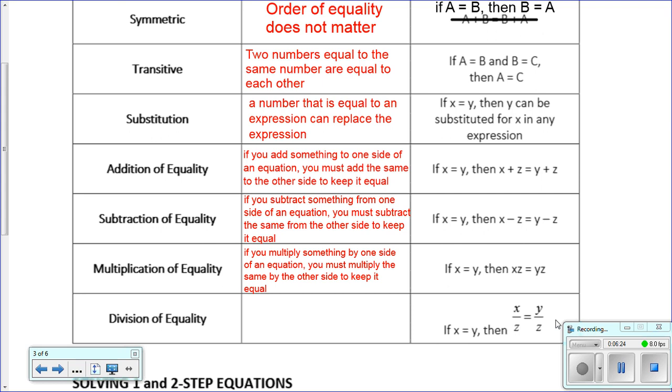And division of equality. If you divide something on one side of the equation, you must divide the same on the other side to keep it equal. So x equals y, and if you divide x by z, you have to divide the y by z as well to keep it equal.